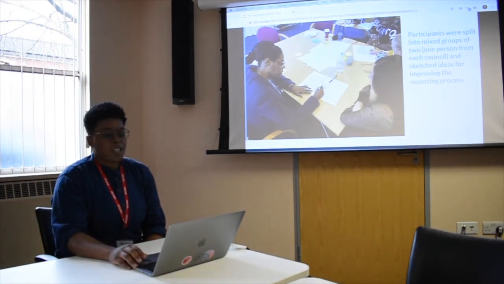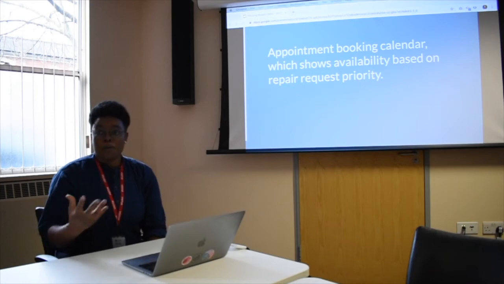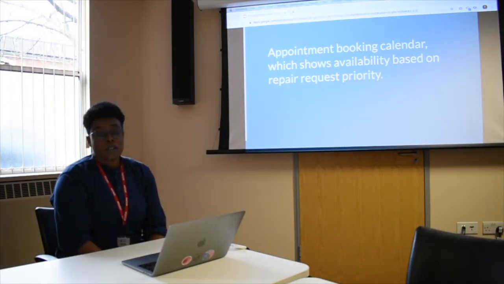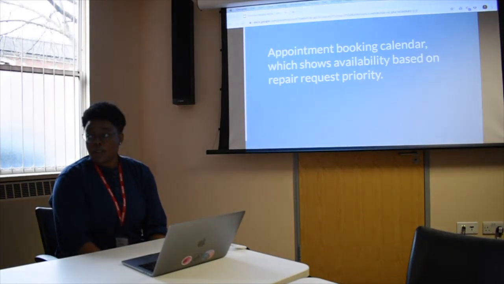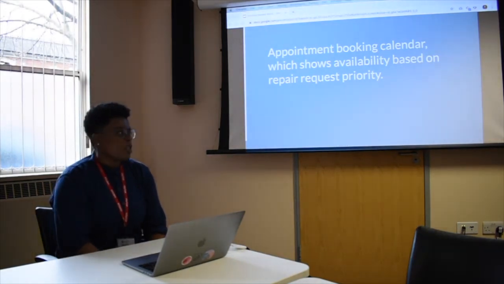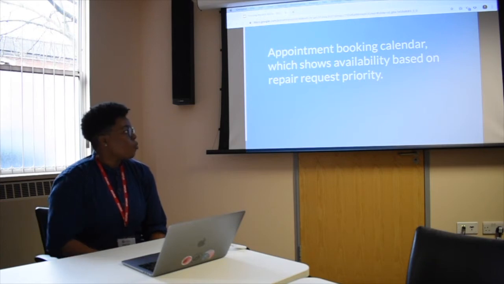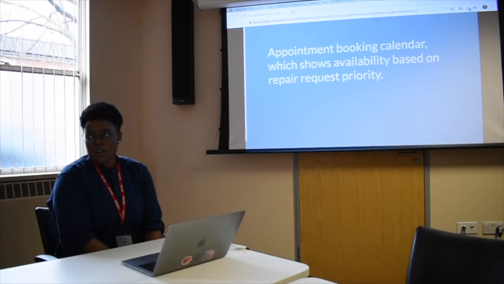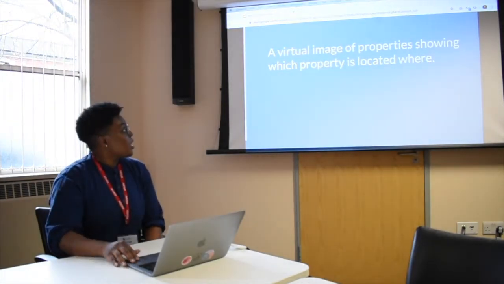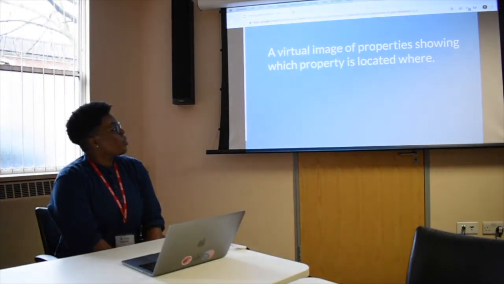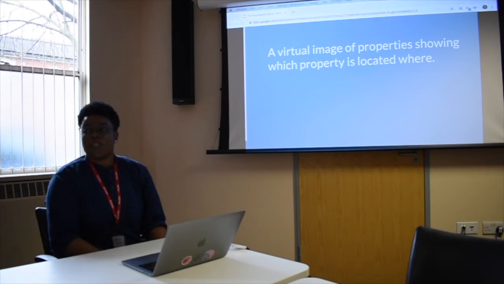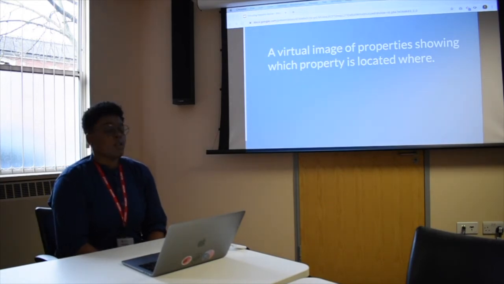So off the back of the sketching exercises, a few things came out, and I think we've seen these things come up time and again in our discovery work and in speaking to council staff. So it was nice to confirm those things as being good ideas. One of them being an appointment booking calendar, which shows availability based on repair request priority. Another idea was a virtual image of property showing which property is located where. This came out of the thought that depending on where a property is located in a building, it could help to diagnose a problem.